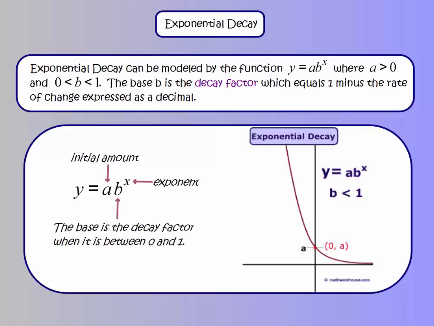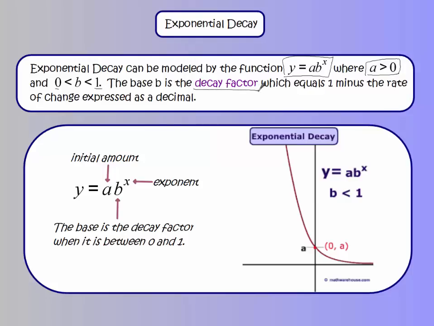Okay, it can be modeled by the function y equals a b to the x. Still, same thing. a is still greater than 0. And this time our b value, it says 0 is less than b, but b is less than 1. In other words, b is right smack dab between 0 and 1. Okay? So any sort of decimal value will work here, like 0.1 or 0.7 or 0.99999. Okay, anything that's less than 1 but greater than 0. The base b, we're going to call that the decay factor.